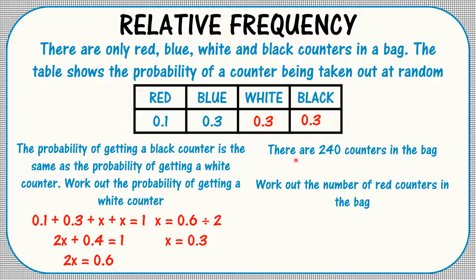For the next question, there are 240 counters in the bag. Work out the number of red counters in the bag. So what you would do is you would do the relative frequency of getting a red multiplied by this 240. Therefore, 0.1 times 240 is equal to 24 red counters.